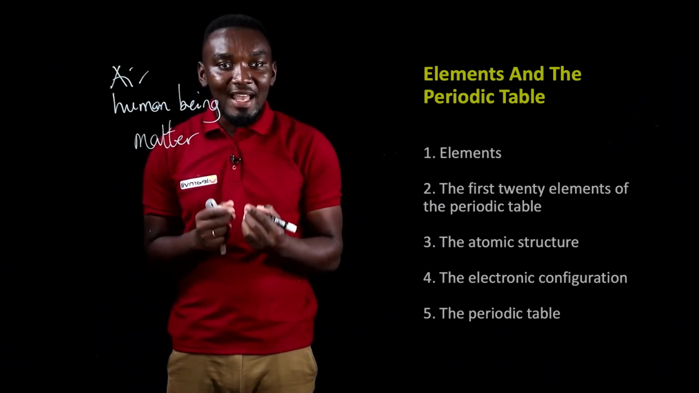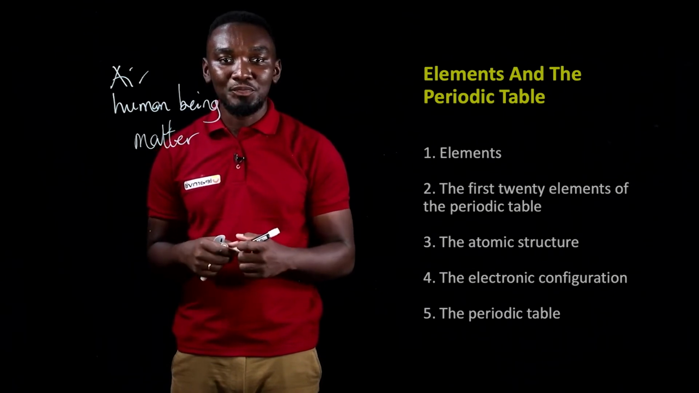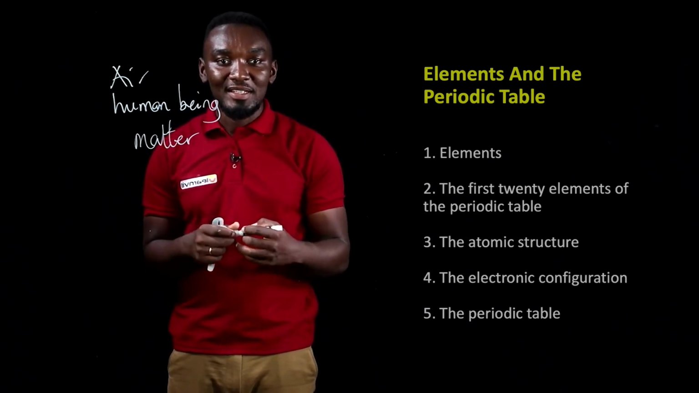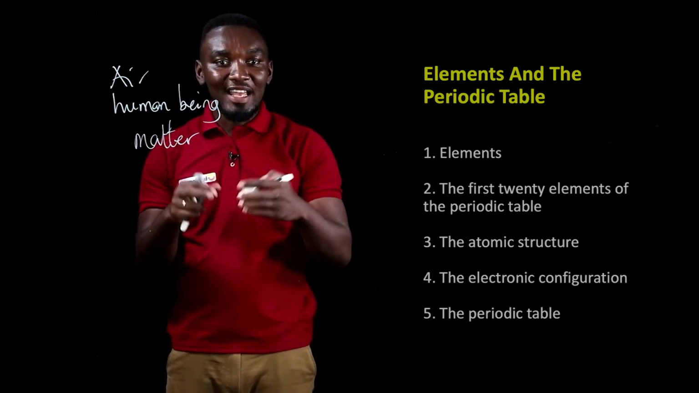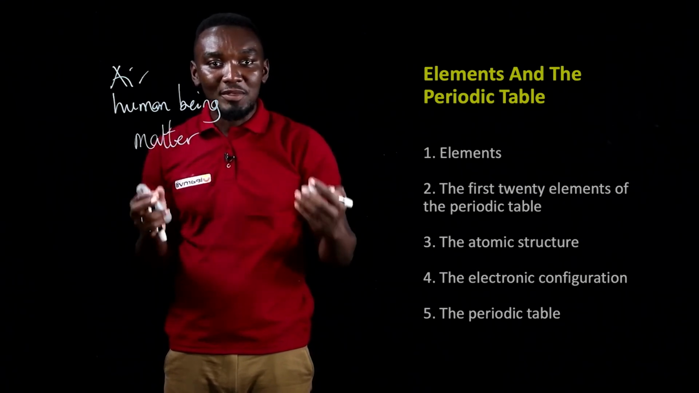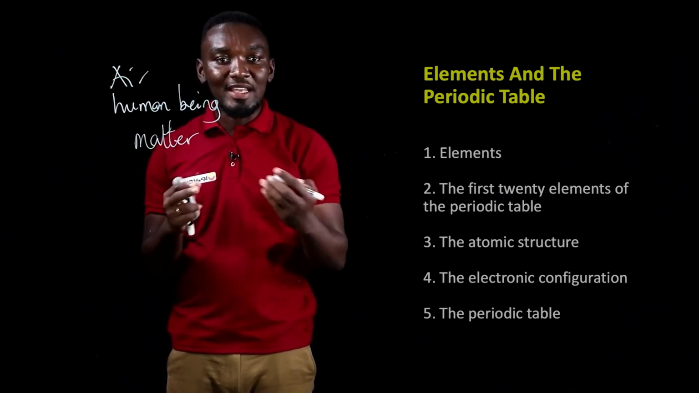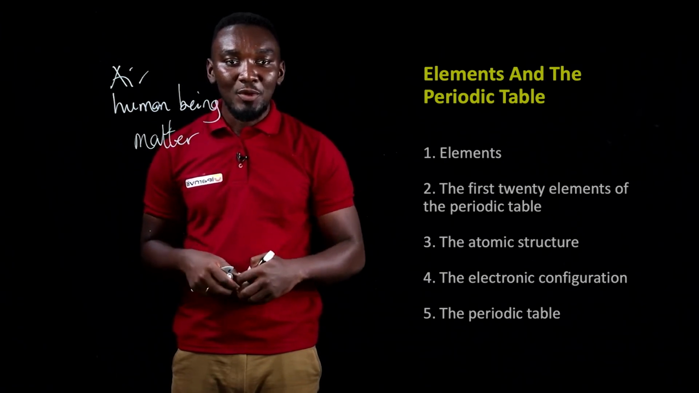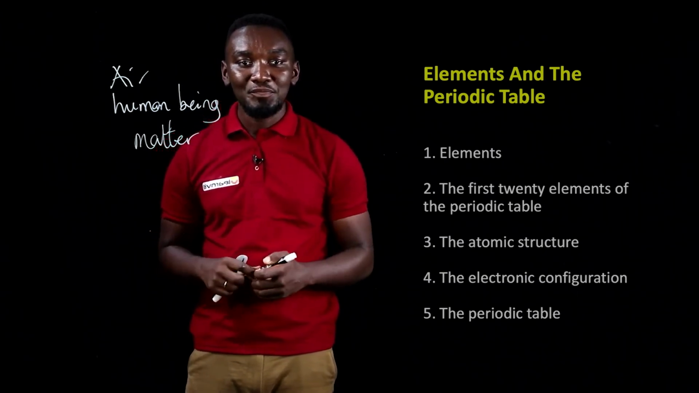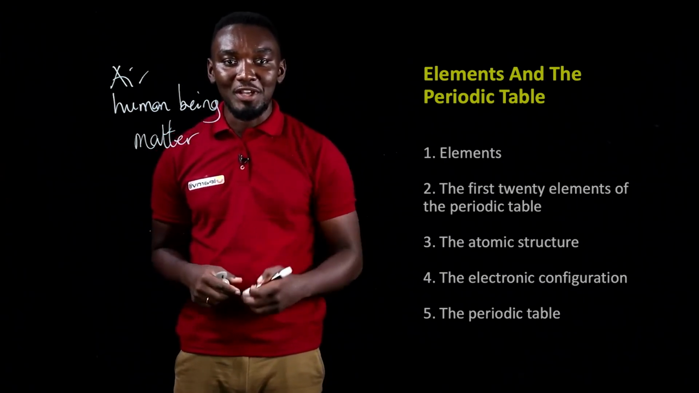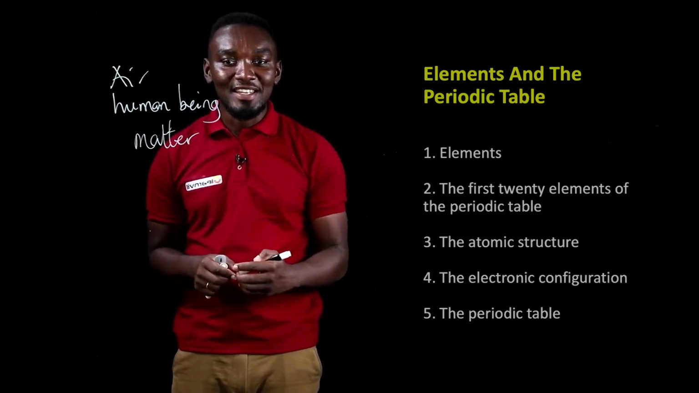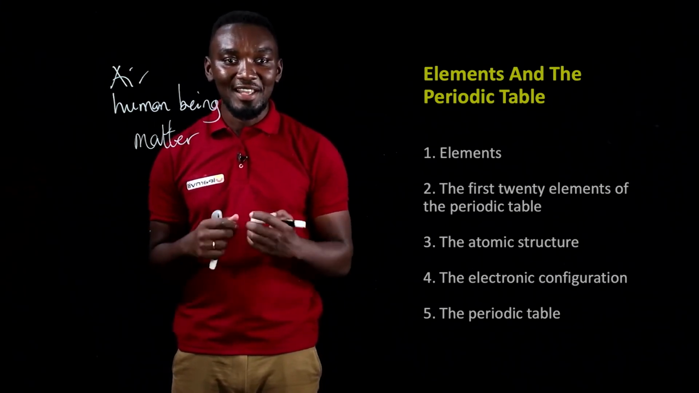And then when we look at elements in the periodic table, we will study the elements. Now we will look at how these elements are formed, and then we will look at the first 20 elements of the periodic table. We will study the atomic structure, we will look at the electronic configuration, and then we will also study the periodic table.